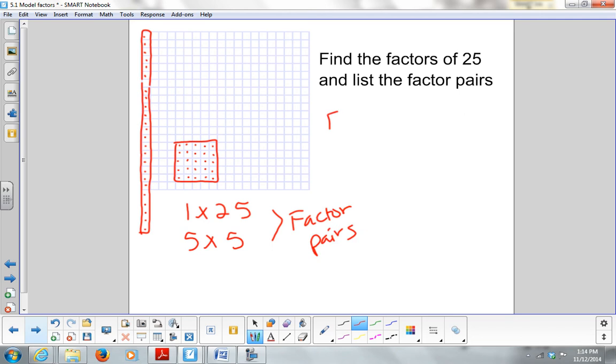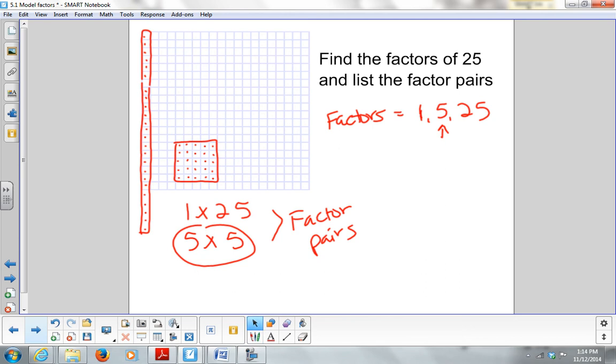And then my factors would be 1, 5, and 25. Now, why don't you have two 5s here? Because you got two 5s here. You don't need to list them twice, because this one 5 counts for both of them. Only list the numbers one time if it's 5 times 5 or 6 times 6 or whatever the case may be.